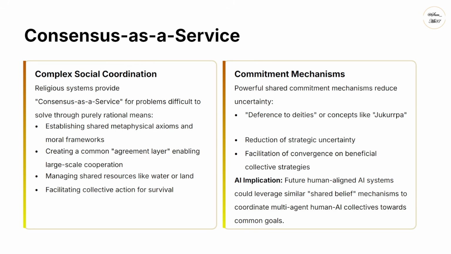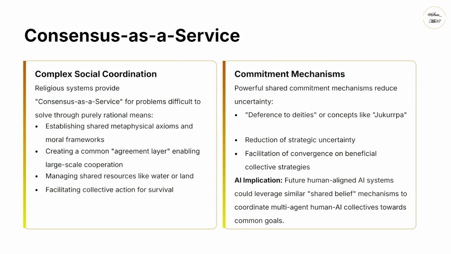Religious systems can be thought of as offering consensus as a service, a framework for solving coordination problems that are too complex or uncertain to resolve through pure logic or negotiation alone. They do this by providing shared metaphysical and moral foundations, what we might call an agreement layer. If you look at any of these religious and moral systems, they have their own concepts that create a common set of assumptions. These shared beliefs reduce strategic uncertainty by building more commitment. This is especially important for large, diverse societies where rational agreement on values and behavior is very difficult to achieve. Religious systems use powerful commitment mechanisms, rituals, taboos, sacred laws, that foster trust and reduce the cost of cooperation. As a result, they enable convergence on collective strategies.